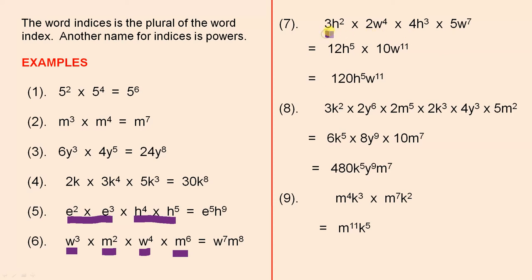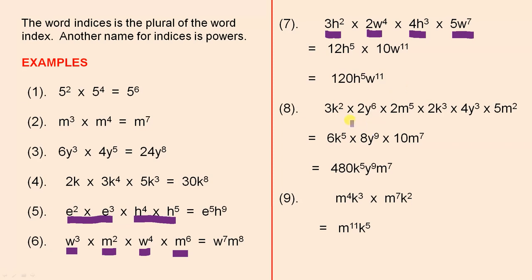You look for the terms with the same base. That's the important thing. 3 4s are 12, so put the 12 there. H squared by h cubed is h to the power of 5. That's that term done. Now we look at that one and that one. 2 5s are 10. W to the power of 4 by w to the power of 7 is w to the power of 11. So it's 12h to the power of 5 by 10w to the power of 11. 12 10s are 120. H to the power of 5, w to the power of 11.